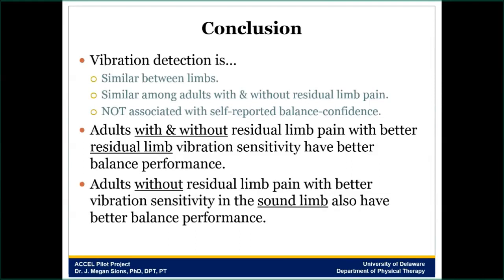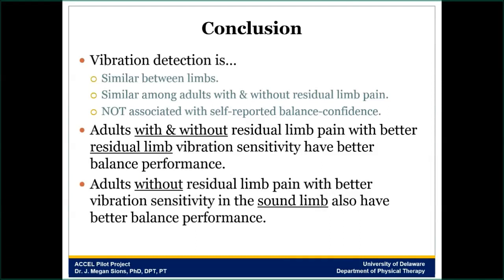And interestingly, it's not associated with self-reported balance confidence, which is one of the measures that appears to be associated with fall risk. So adults with and without residual limb pain with better residual limb vibration sensitivity have better overall balance performance. And this has some clinical significance in terms of, can we retain the vibration sensitivity in that residual limb? And in terms of adults without residual limb pain with better vibration sensitivity in the sound limb, they also have better balance performance. So what this means is that if you don't have residual limb pain, you probably are going to do okay because you have two limbs to rely on in terms of either the sound limb or the residual limb giving that vibratory feedback.